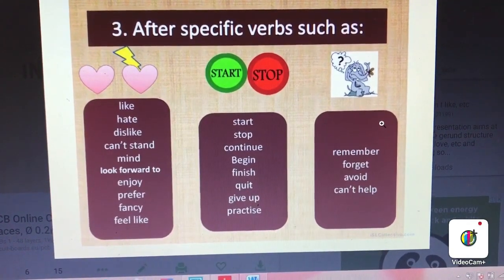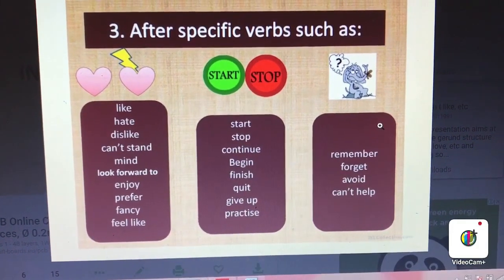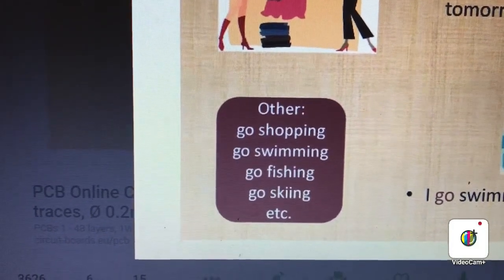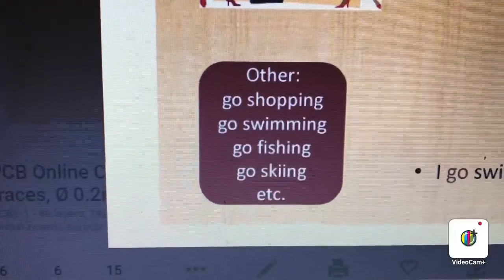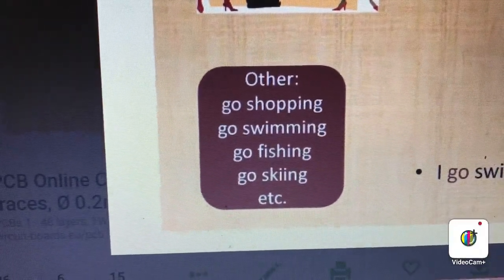And many verbs here express emotions. Okay, now let's check these nouns: shopping, swimming, fishing, skiing, etc. These all are gerunds and these all are nouns also.